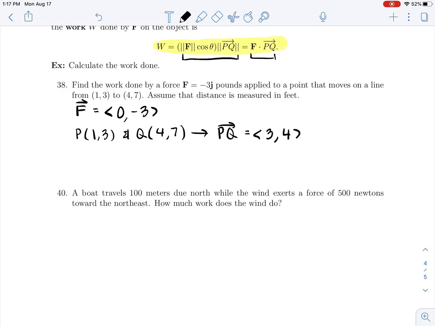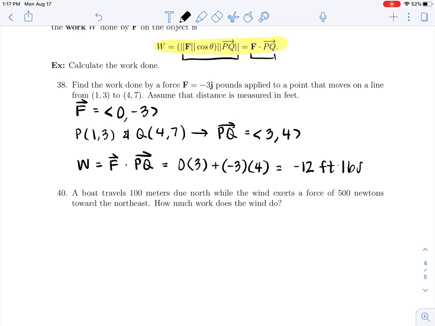Now what I have are two vectors in component form, so I can compute the work by taking F and dotting it with vector PQ. So that's going to be 0 times 3 plus negative 3 times 4. So we get negative 12 foot-pounds is the amount of work done by the force on the object that moves that distance.